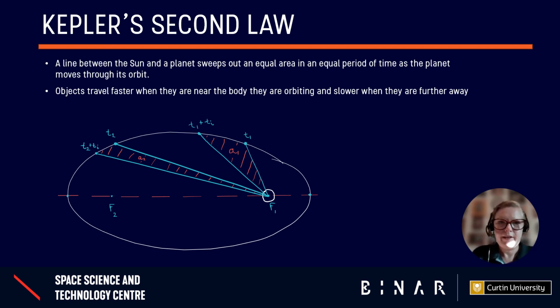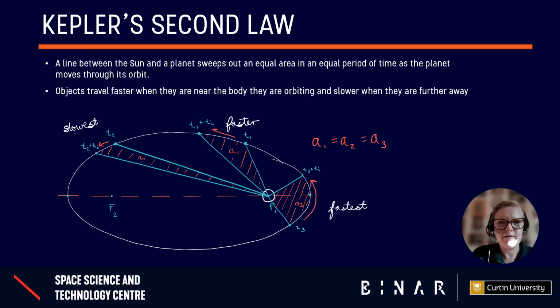And this diagram here, all three of these areas are equal, so the red shaded areas, and the time interval for each one of these sections is identical as well. So that's pretty neat. So the thing to remember is when you're close to the body orbiting, you're traveling fast, and when you're a long way away from the body orbiting, that's when you're traveling the slowest in your orbit. So there we go. Slowest, faster, fastest.